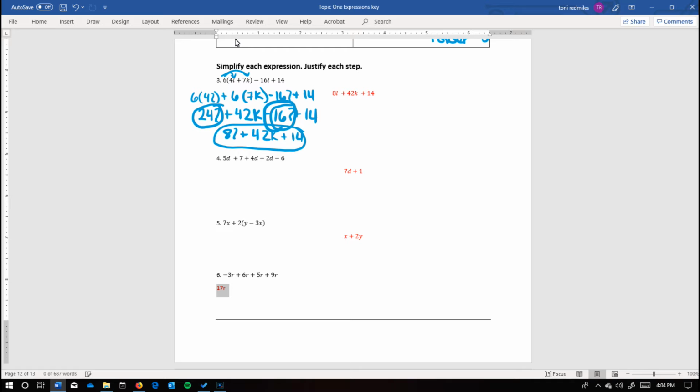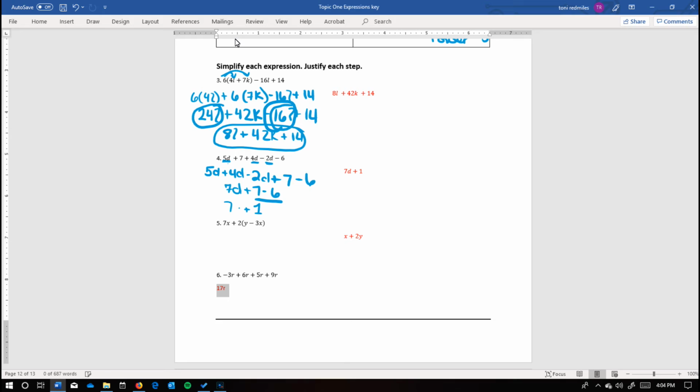Now in this one I have some like terms. I have a 5D that's like with a 4D and a negative 2D. So 5D plus 4D minus 2D, and then I'm just going to write what's left at the end. So 5 plus 4 is 9, minus 2 more is 7D. These are like because they don't have a variable and they have the same degree of power. So 7 minus 6 is 1.